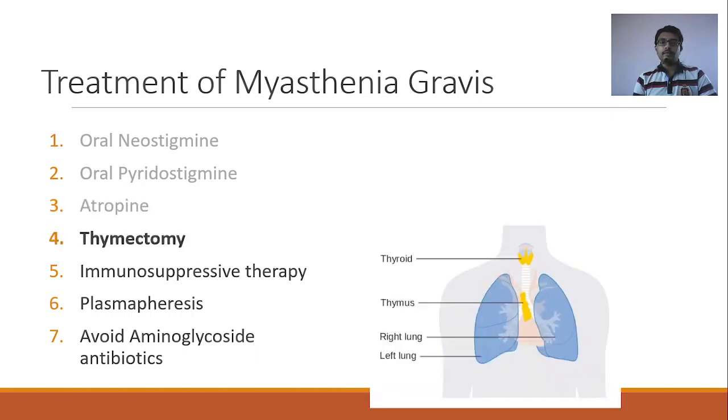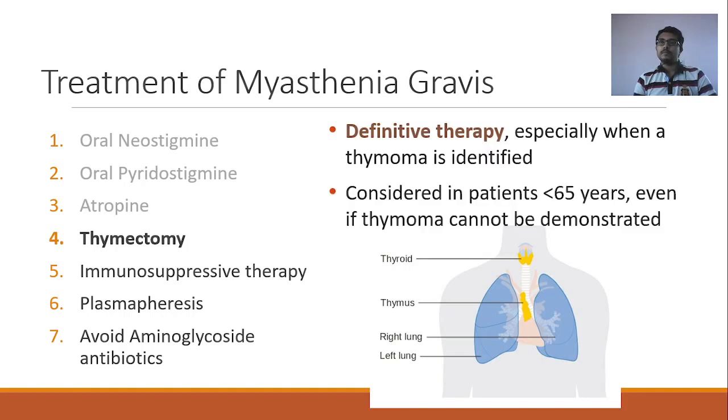Next is thymectomy. This is the definitive therapy for management of myasthenia gravis. Thymus is generally the source of all the autoantibodies. In fact, up to 75% of patients who are having myasthenia gravis are expected to have a thymoma. Thymoma is a tumor in the thymus. So even if a thymoma cannot be demonstrated, if the patient is less than 65 years suffering from severe forms of myasthenia gravis, we should consider thymectomy.